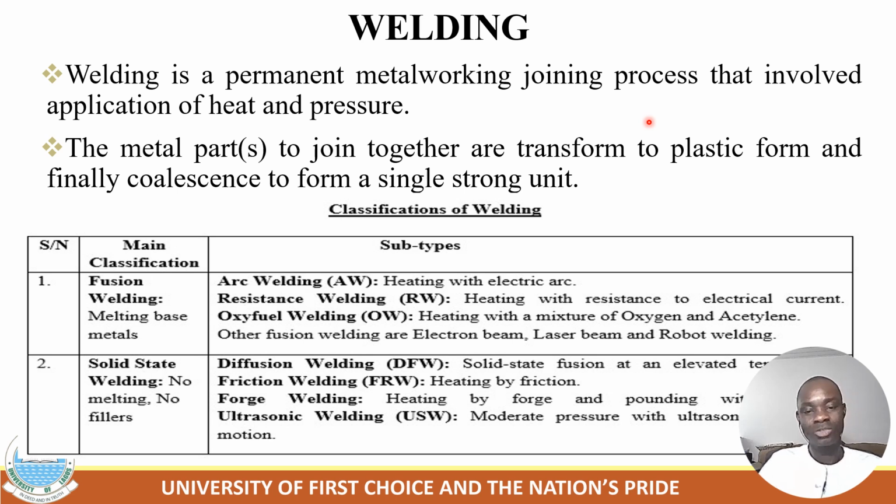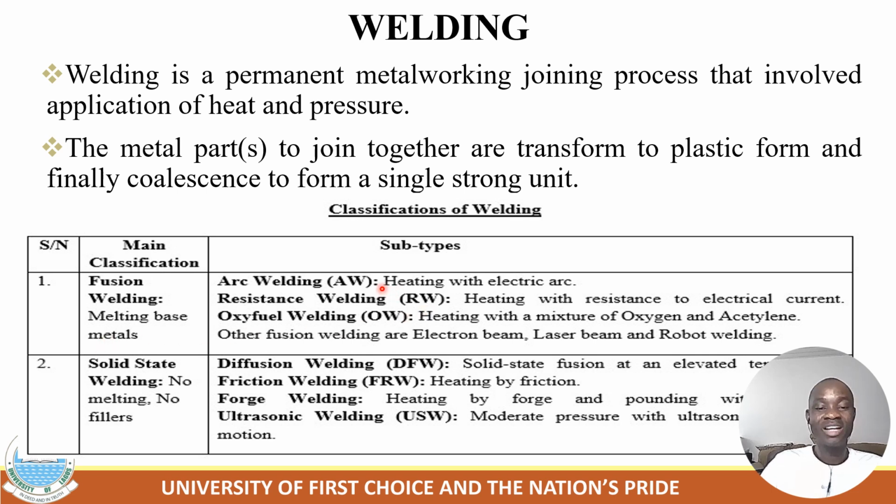Welding is the first type of metal joining method. Welding can be described as a permanent metal joining process that involves application of heat and pressure. It's a permanent metal joining. Kindly note this. Welding is a permanent metal joining process that involves application of heat and pressure. The metal parts to be joined are transformed to plastic form and finally coalesce to form a single strong unit.